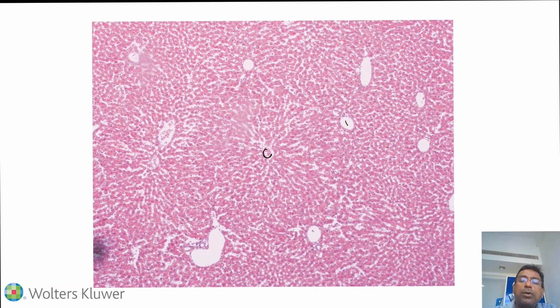That's the portal area, the portal triad. There again the portal triad. You can see the 3 lumens. I'll show in the next slide in the magnified view. So this is one lobule.